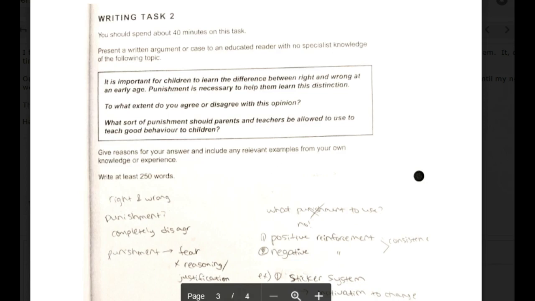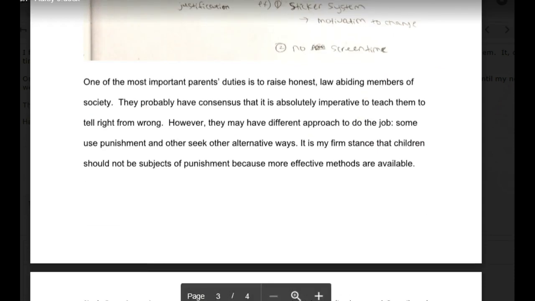Okay, and now we go to your task 2. This is actually one of my favorite task 2s from these books. Okay, so let's take a look at this.